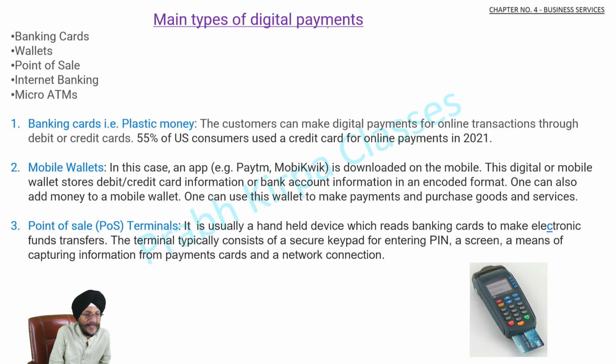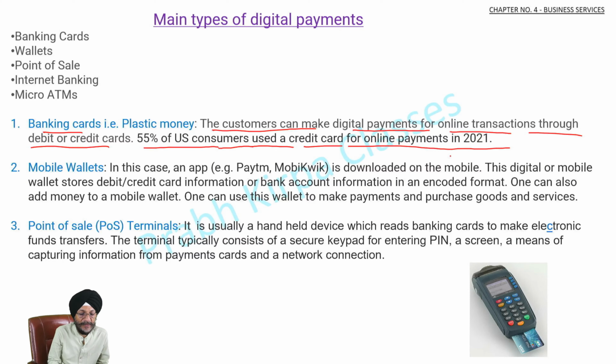Now comes the main types of digital payments. First is banking cards. The customers can make digital payments for online transactions using debit cards or credit cards. As per a report, 55% of United States consumers used credit cards for online payments in 2021.